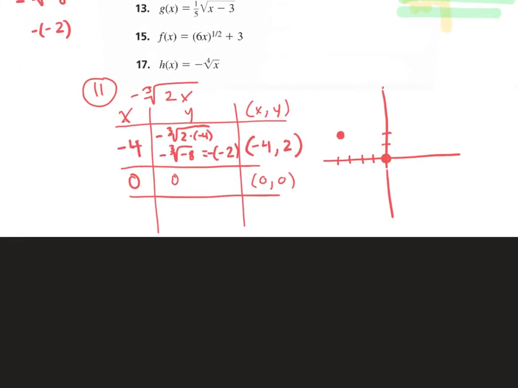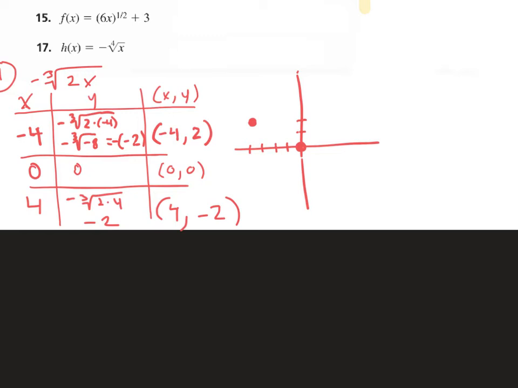Awesome, 4. So we have negative cubed root of 2 times 4, which gives us -2. My connection's unstable again, so let me know if you guys can't hear me. So we're going to go to the right 4 and down 2.